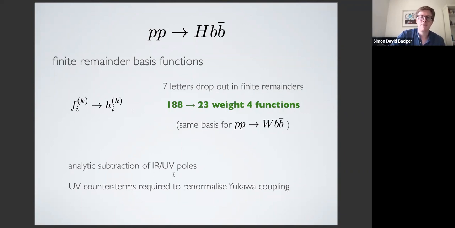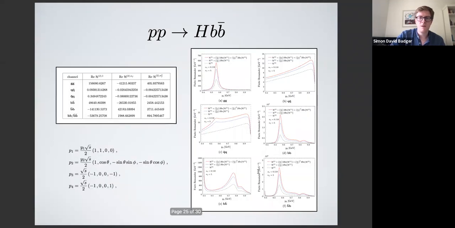This takes into account both the subtraction of the poles, but also, in the case of Higgs to b b-bar, because we took the massless limit, we have to renormalize the Yukawa coupling as well. Okay, but similar to before, nice smooth behavior as we look at all these slices across the phase space for the various different channels in this process.